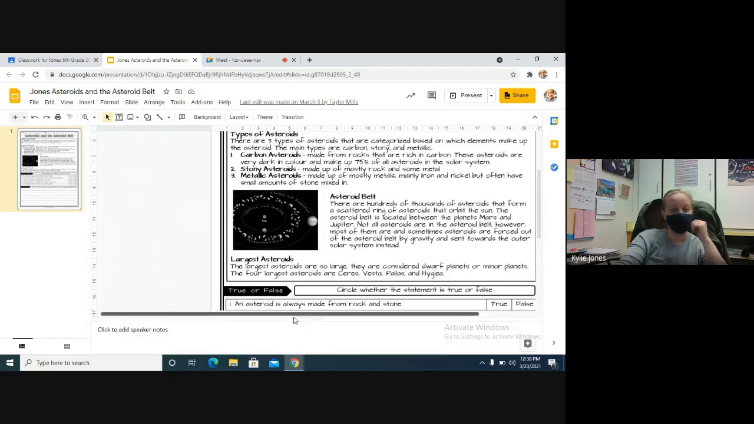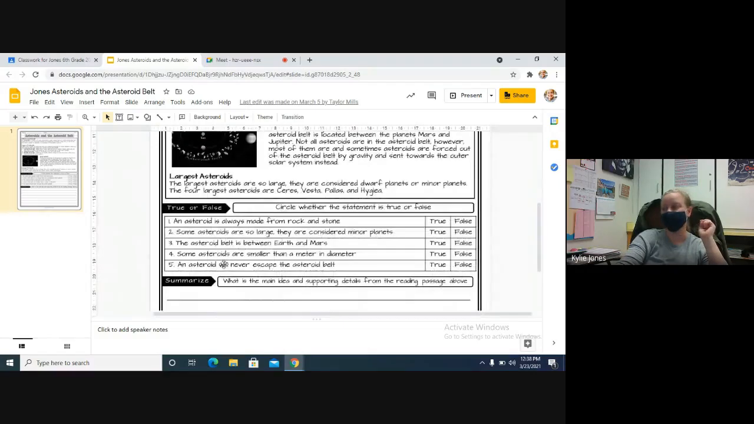And then we have the largest asteroids. Last little sentence here. The largest asteroids are so large that they are often considered small planets, or dwarf planets, or minor planets. They're smaller than Earth, but they're not bigger than like Pluto.